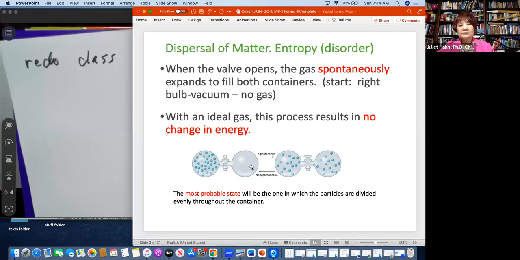Now, what is the process of the gas going from this side to that side? Are you changing energy? Is anything getting hotter? No. So you're not really changing energy. What you are doing is you're changing disorder. This is a very ordered system because you've got all the gases in one bulb. When you let it out and the gases all disperse, you've got less order. It's more disordered. So this is an increase in disorder, but no change in heat or any other energy.